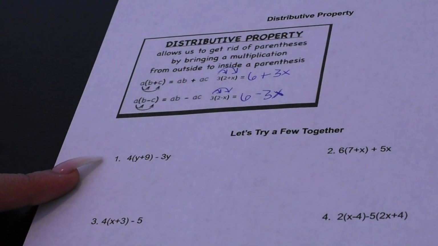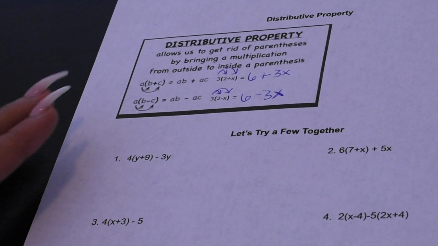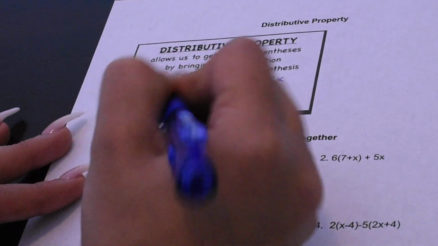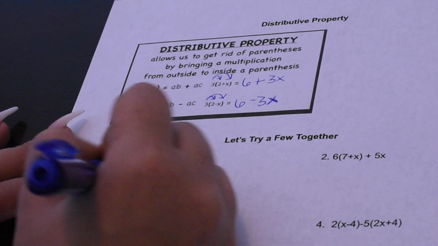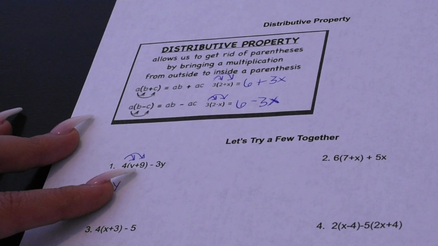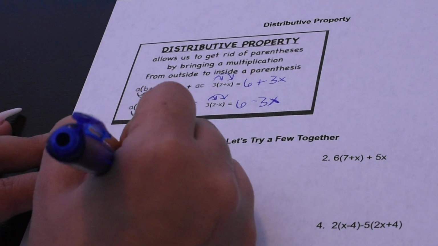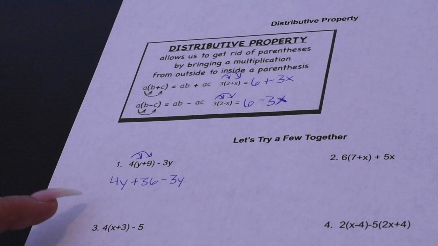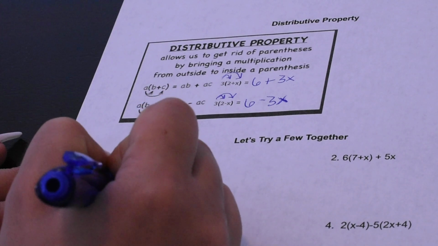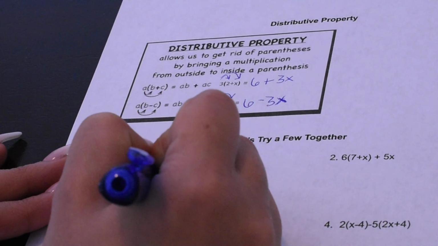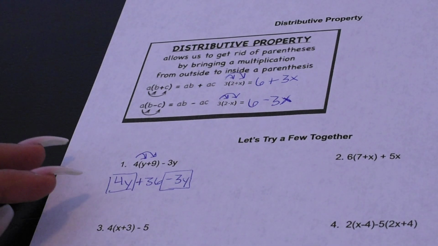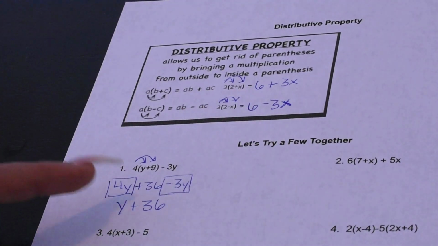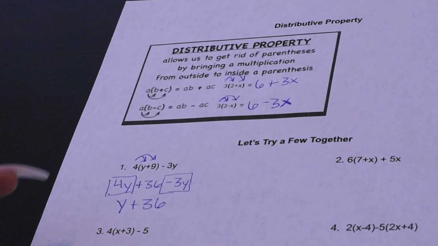So over here, if I'm looking at number 1, okay, I see parentheses, so I have to distribute. So I have to do 4 times y, and 4 times 9. So 4 times y is 4y, and then 4 times 9 is a positive 36 minus 3y. And I'm not done yet. I have to combine my like terms. This is not a simplified answer. So 4y can combine with negative 3y. Gotta include the sign in front of it. 4y minus 3y is just y plus 36. 36 is a constant, couldn't combine it with anything else. If there was another constant, I could combine it.